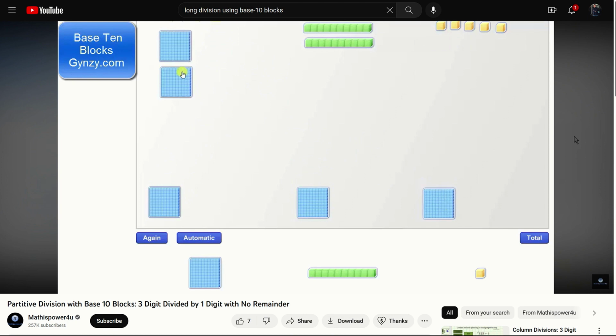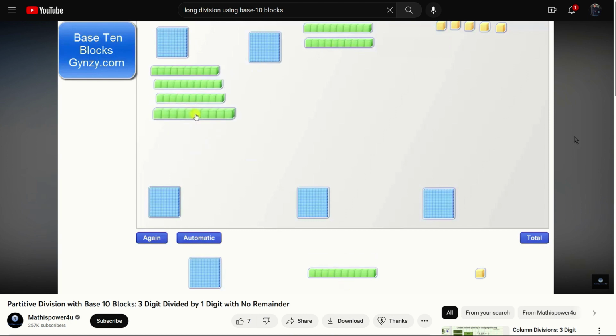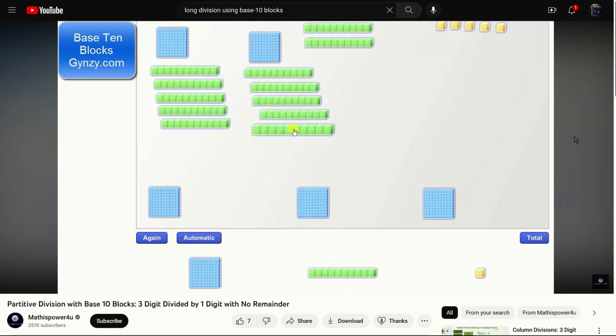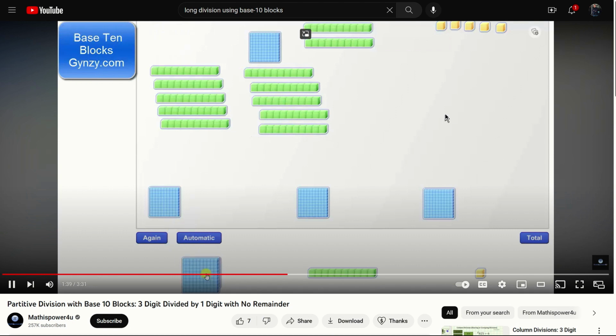Notice we're left with 2 flats, which we could not share equally among the 3 groups, and therefore we need to perform an exchange. 1 flat is equal to 10 rods, and therefore we exchange 10 rods for this flat and 10 rods for this flat. We will now exchange these 10 rods for this flat, and now we'll exchange 10 rods for this flat.